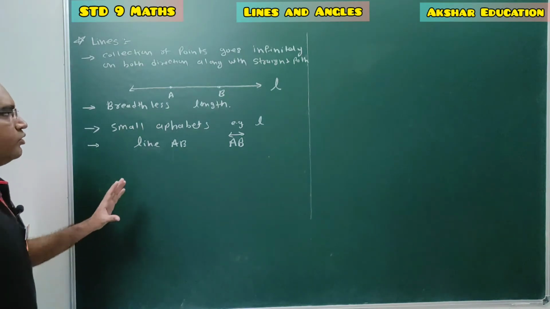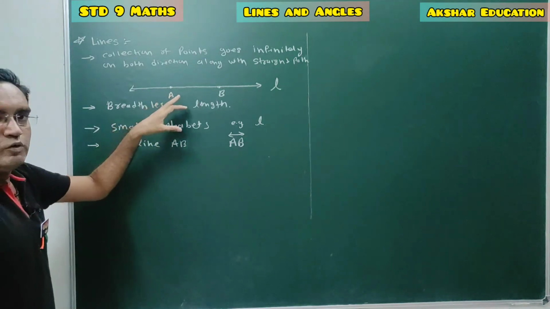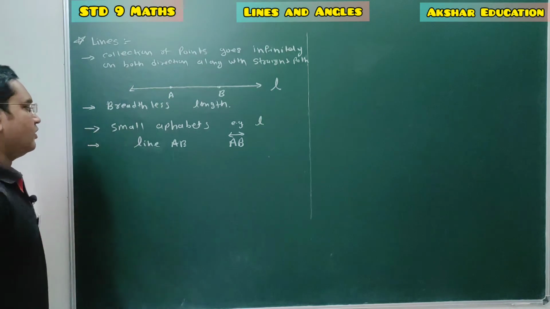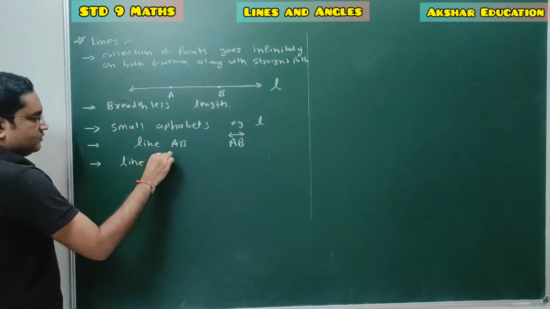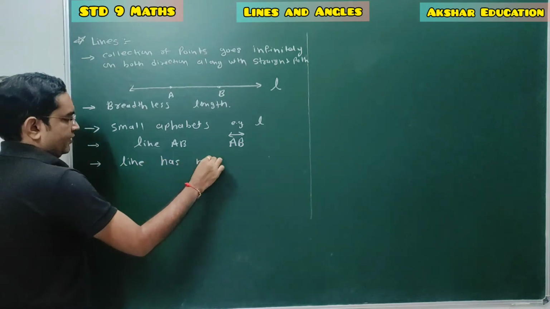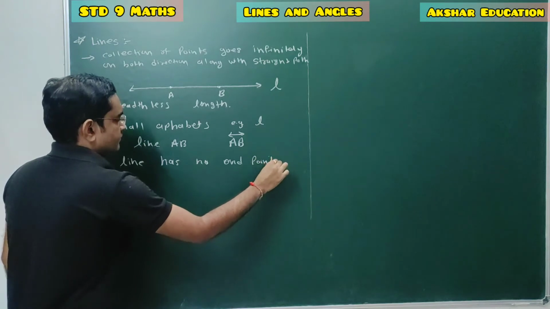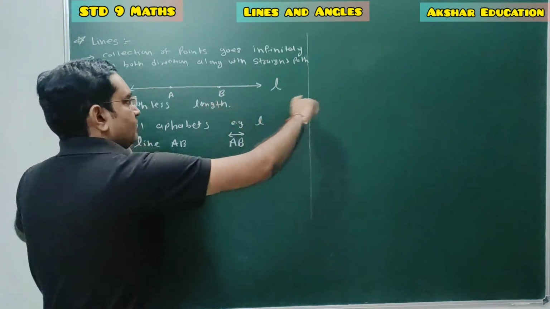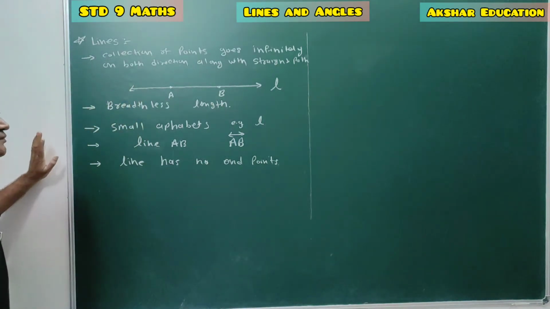Clear, students? So you have to consider the definition of line. Here our line goes infinitely in both directions. So a line has no endpoints. Line has no endpoints. That means our line goes infinitely in both directions. Done? So this is the definition of line.